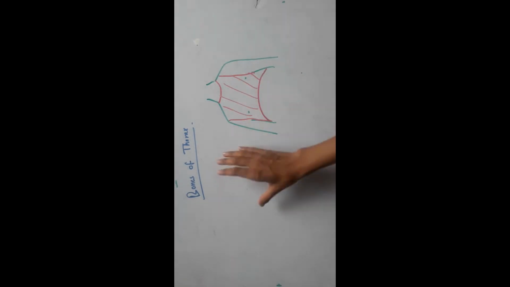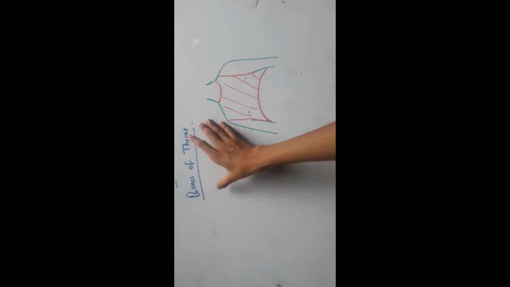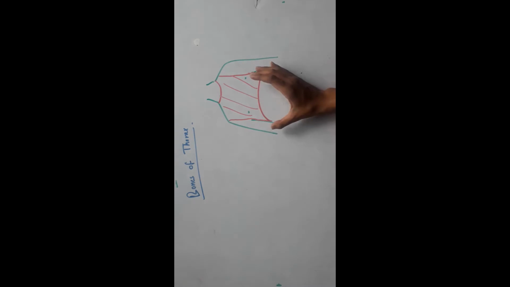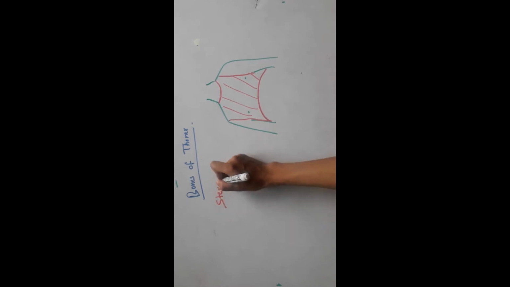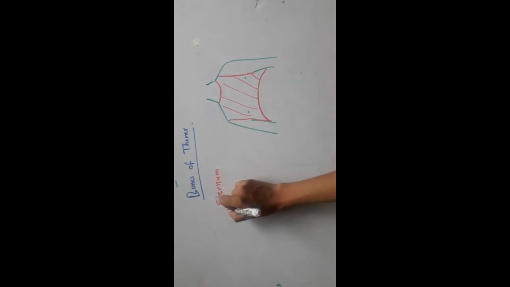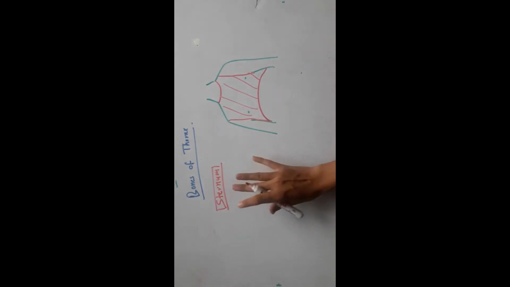So today we will discuss the bones that make up the thoracic cage or the rib cage for that matter. In this video we will talk particularly about the bone sternum. The sternum is one of the most important thoracic bones in your body. It is basically your chest bone.